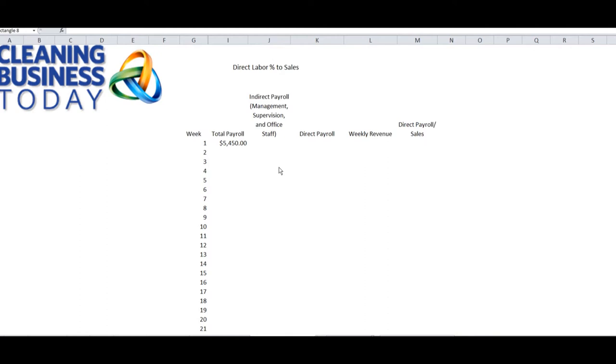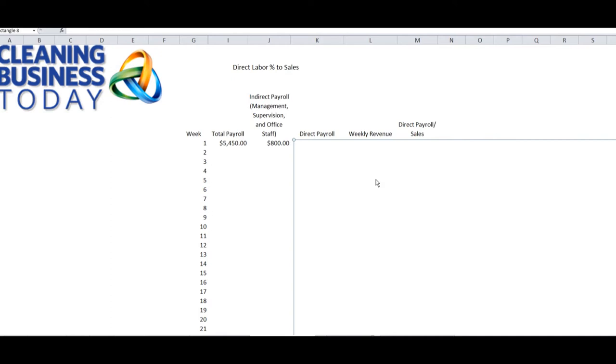But we can all get our total payroll for a week, either out of our accounting package or from the people that do our payroll for us if we outsource that. It's usually easier to take that total payroll dollar and subtract from that the people who aren't cleaning every day. We call that our indirect payroll. That could be management, supervision, office staff, anybody who's not cleaning. And that number oftentimes is constant week in and week out.